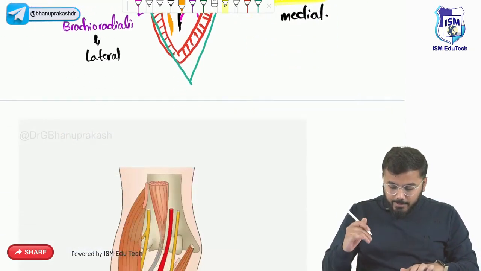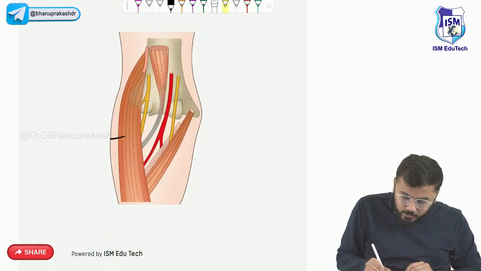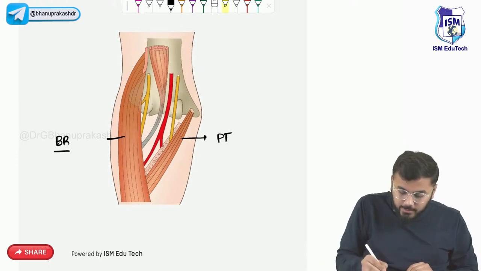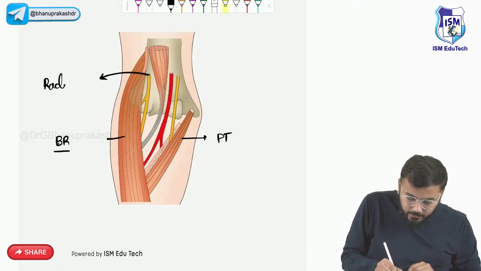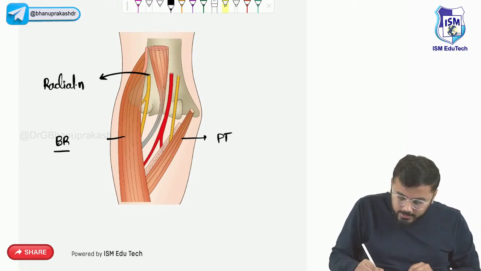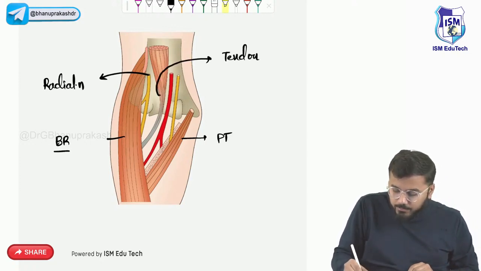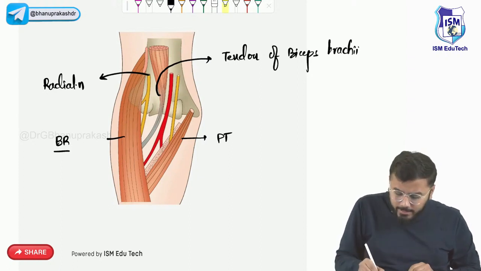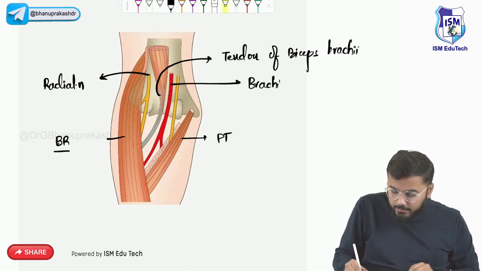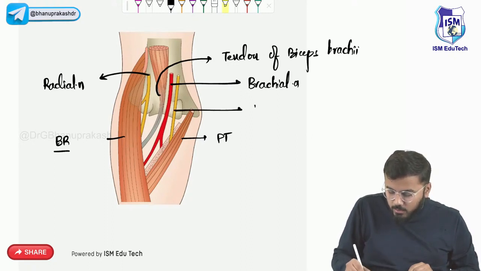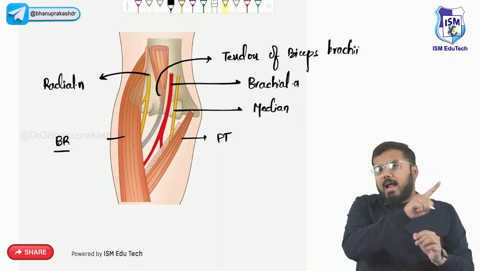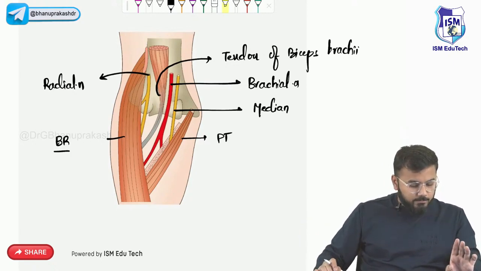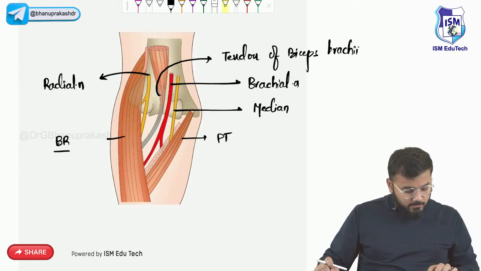So if I am writing all of them down here, look at this picture. This is your brachioradialis. This is your pronator teres, right? This one is your radial nerve. This one over here is your tendon of biceps brachii. This one over here is your brachial artery, and finally this one is your median nerve. So from lateral to medial, these are the structures which are present. Are all of you clear with this, guys?